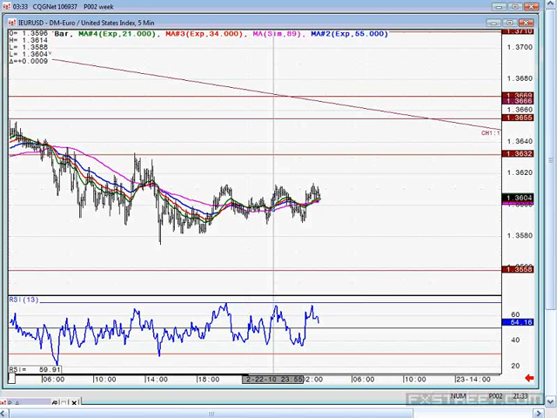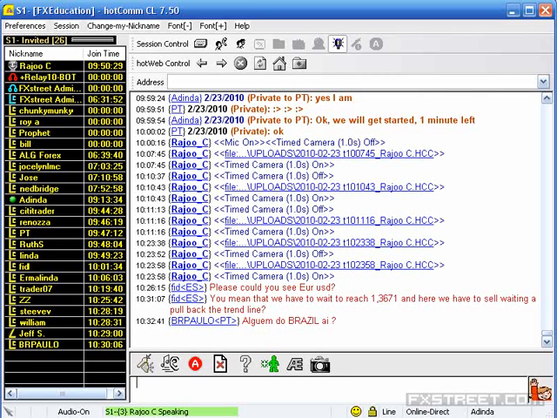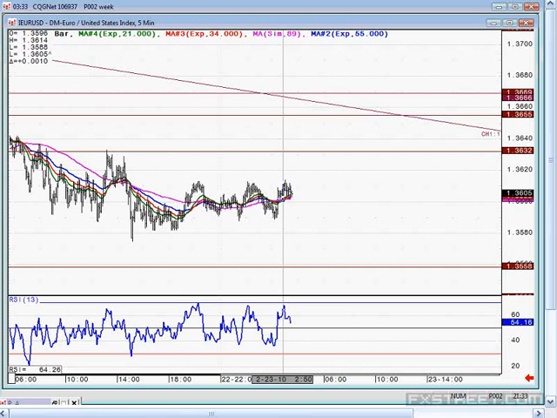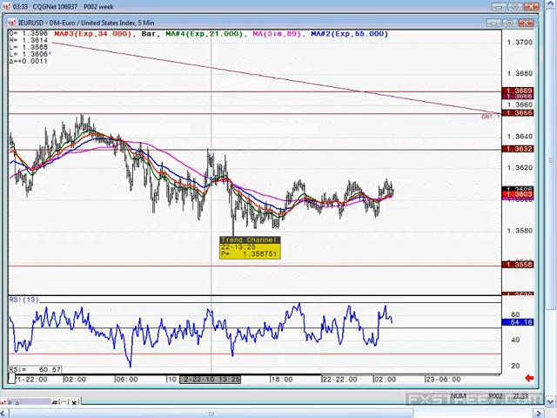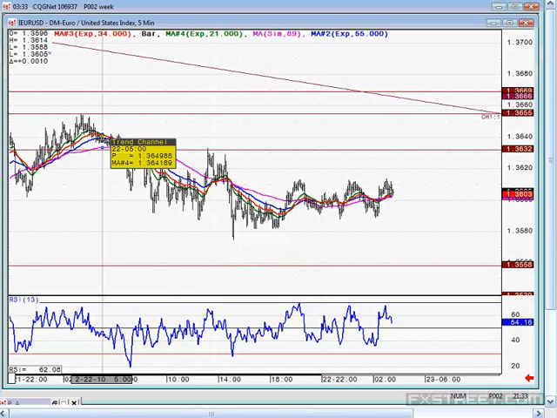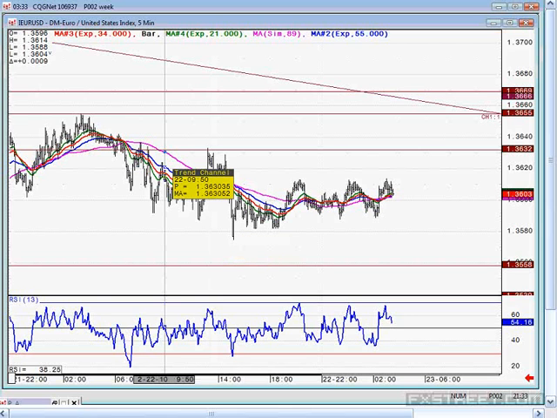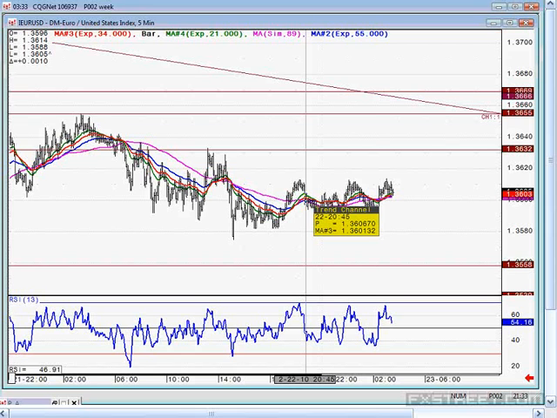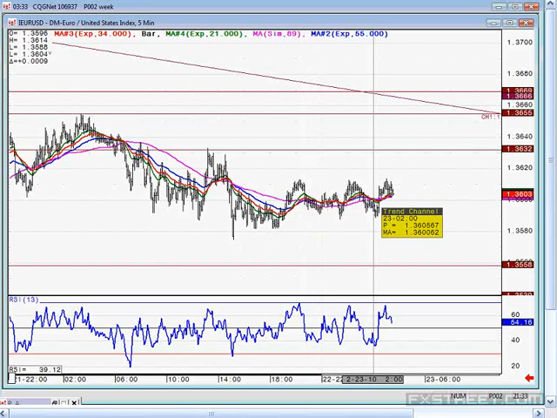Okay, the next question is, do you mean that we have to wait to reach 36.70, and here we have to sell, waiting for a pullback to the trend line? Okay, it all depends what kind of trader you are. Trading is a game played by different players with different risk appetites and different resources, right? If you ask me whether I would take this trade, I would not, because, as I told you, this trade has been very choppy, and it is in range trading.